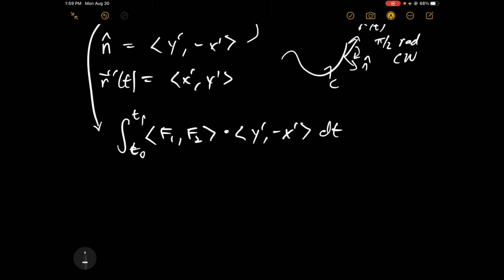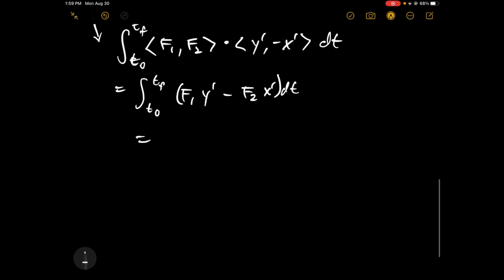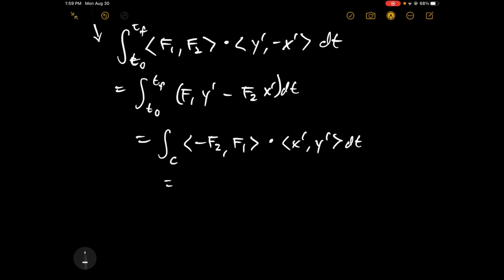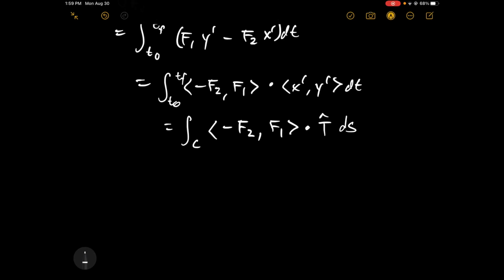And we go from time t naught to time t final. Then after evaluating the dot product, we get F1 y prime minus F2 x prime dt. But if you rearrange this by swapping the order, then we end up getting the dot product of minus F2, F1 with x prime, y prime dt. And this actually just simplifies to be the tangential line integral shown in the first place. And we know how to find the fundamental theorem for this.